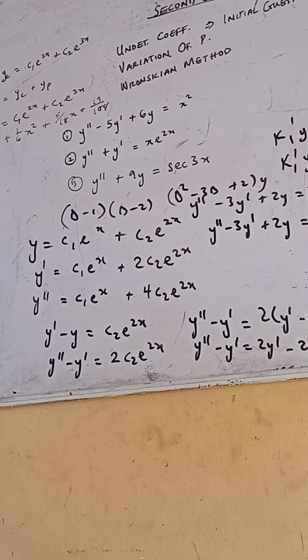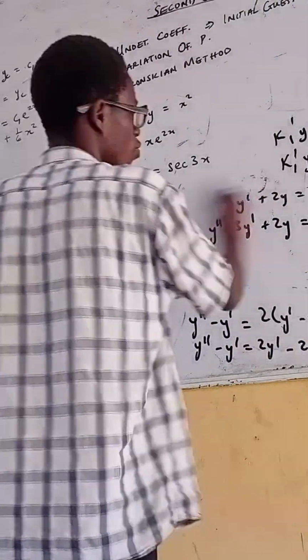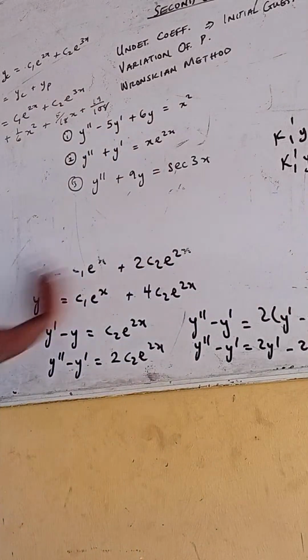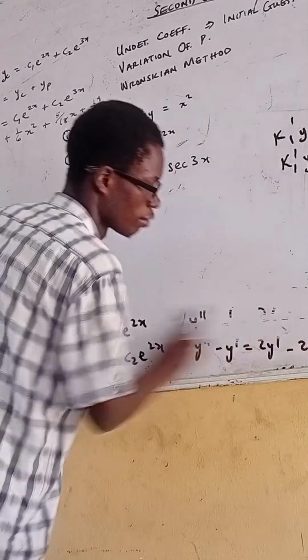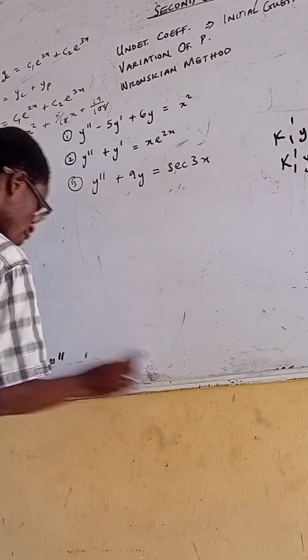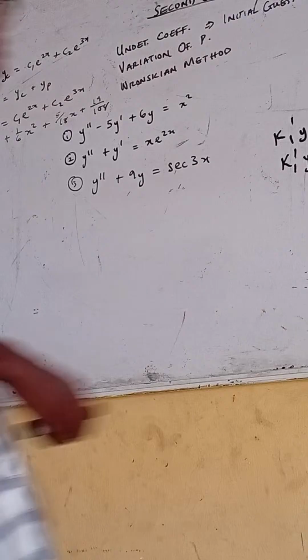Let's do that one for now. This is chapter 2. Yeah, this is a chapter 2 topic. So please, do we understand the way I've been doing this variation of parameters? It looks like the method of initial guess is simpler.